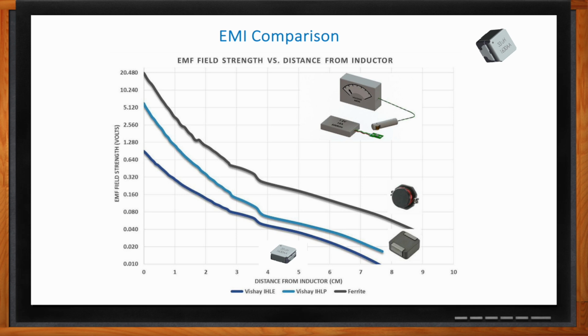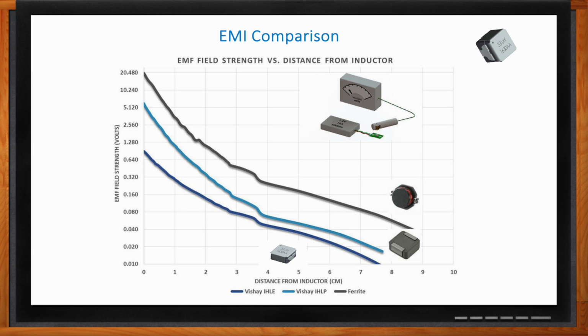Now, if you look at the IHLP, it was significantly improved. So much better. It went from 20 to about 5 just by using the IHLP at 0 centimeters. And then we look at the IHLE. So the IHLE basically took the noise from 20 down to about 1 millivolt of EMI. And you can see all the way across the bottom of the screen that the IHLE was certainly better than all of the other inductors. Okay, so that's some impressive EMI reduction.